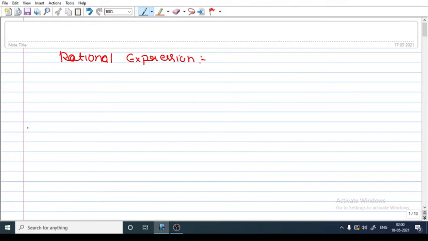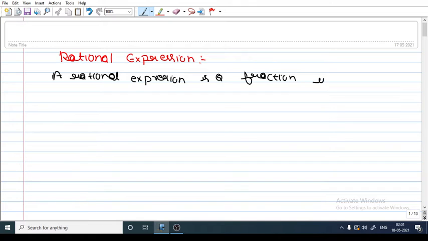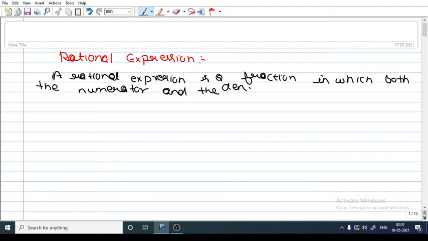Now the definition of rational expression is as follows. A rational expression is a fraction in which both the numerator and the denominator are polynomial functions.